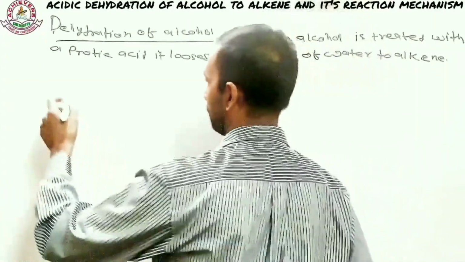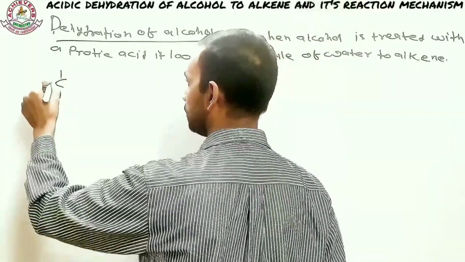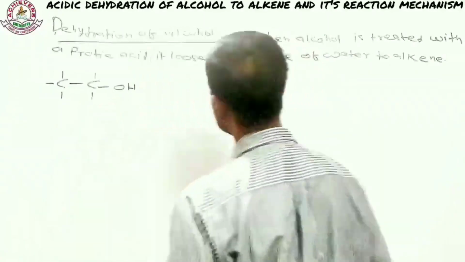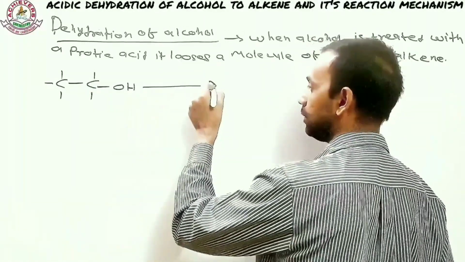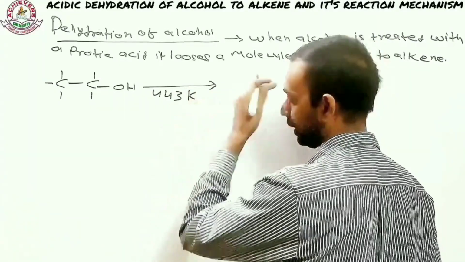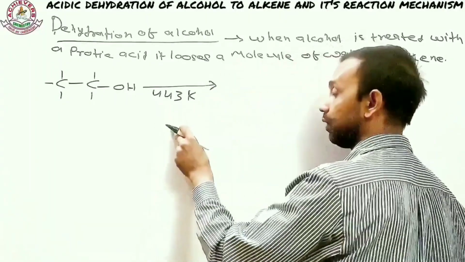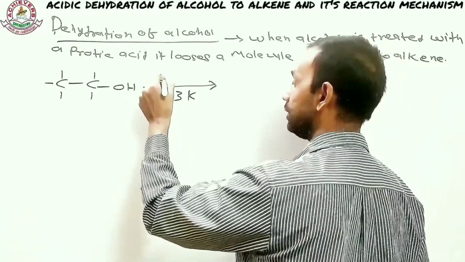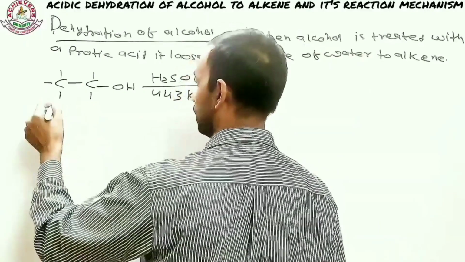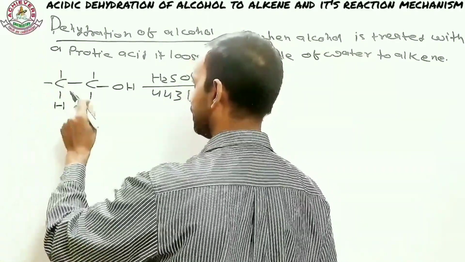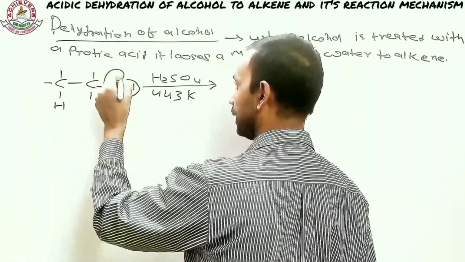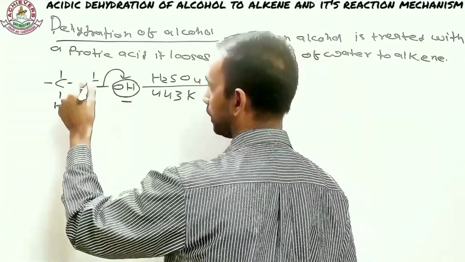Let's take the simplest example here. This is ethanol, one of the very common alcohols we know. When it is heated at around 443 Kelvin with sulfuric acid, what happens? You have to understand the mechanism here. You have hydrogen everywhere. From one carbon, the hydroxide group breaks out, so this comes out as a negative charge and the carbon becomes positively charged.